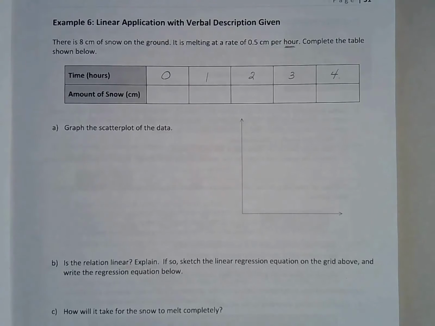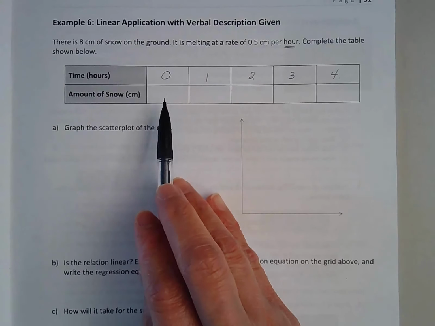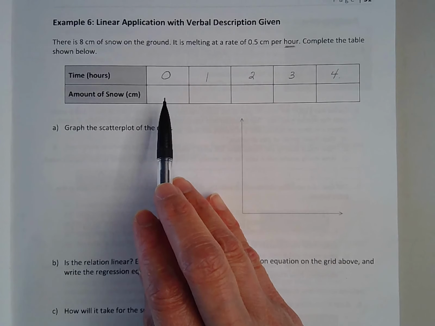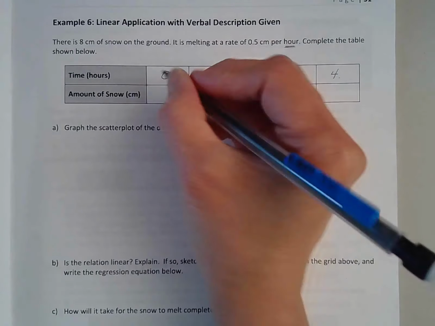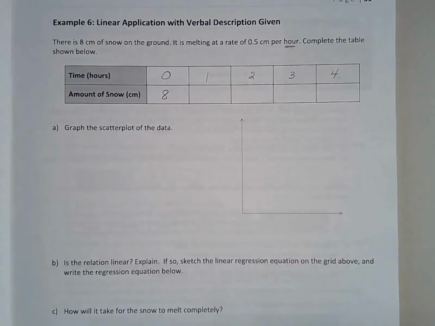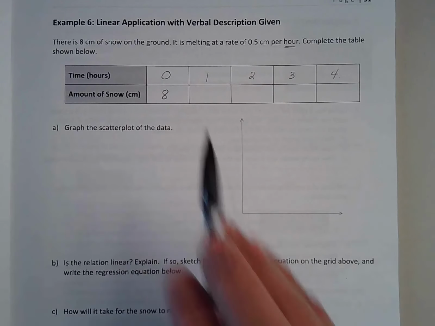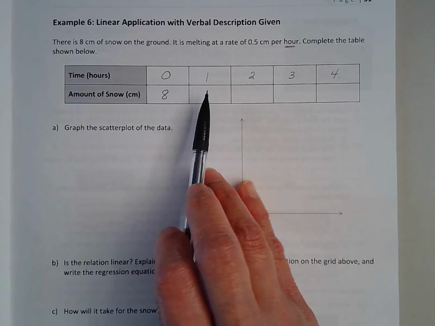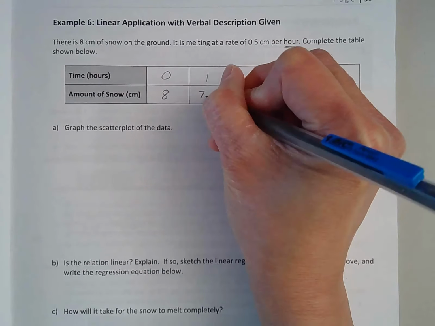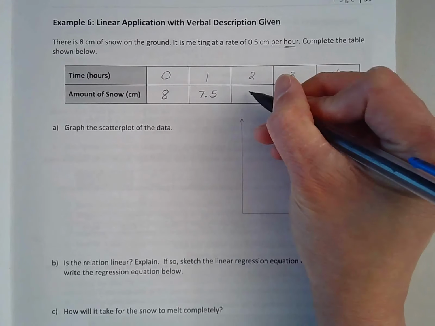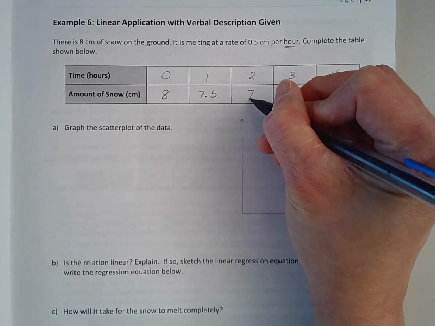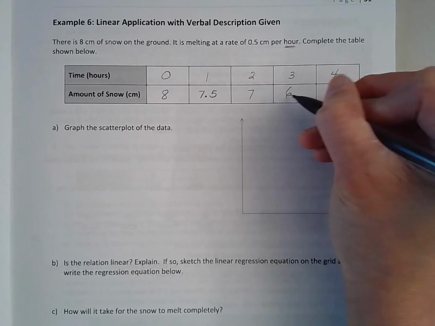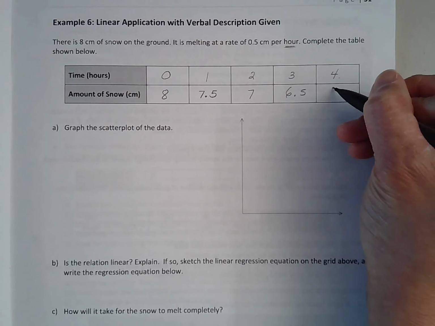So we can go 0, 1, 2, 3, 4. Okay. So at 0 hours, how many centimeters of snow is there on the ground? It's 8. Now, it's melting at the rate of 0.5 centimeters per hour. So in 1 hour, how many centimeters of snow are there? 7.5. What's the next one? 7. 6.5. 6. Very good.